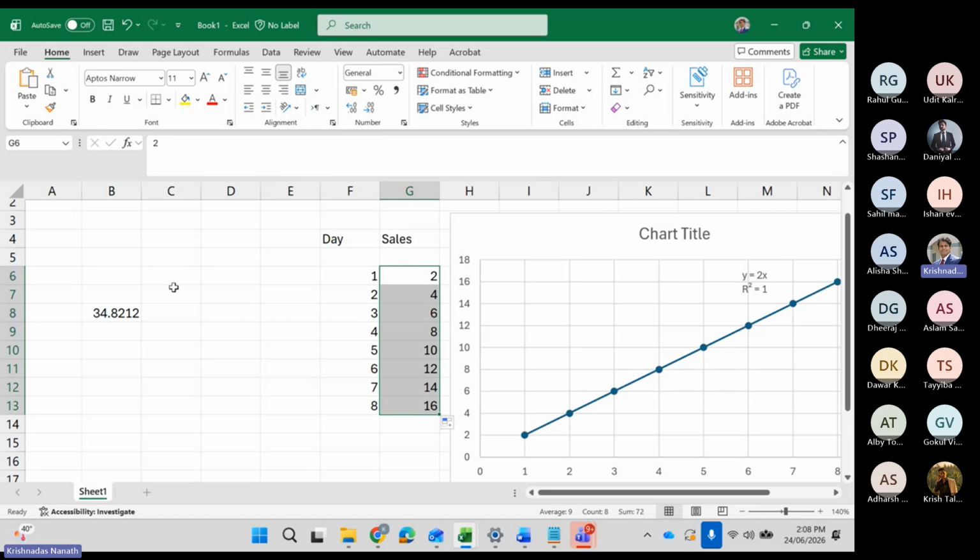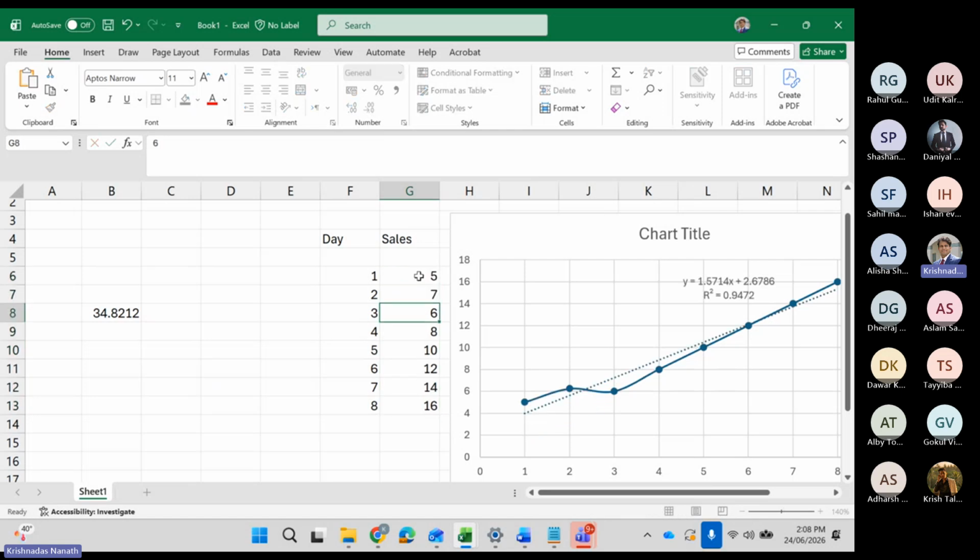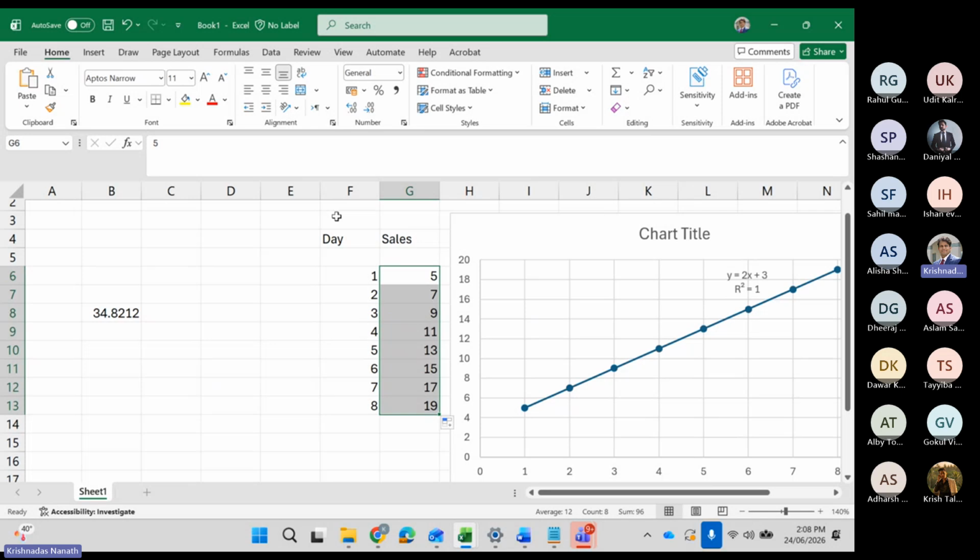In such cases, human mind is capable of getting the equation. So you are able to say y equal to 2x. Let's try for the other one where you gave the equation 2x plus 3. Let's try that. So if it is 5, 7, let's make that data. There you go. Again, R square is 1. Perfect.